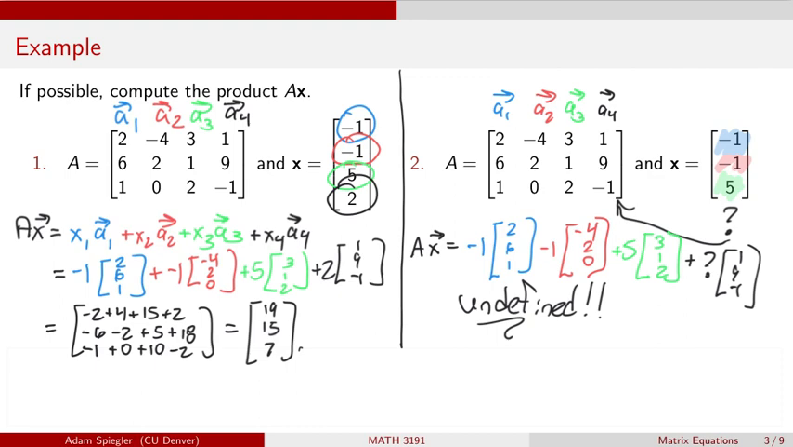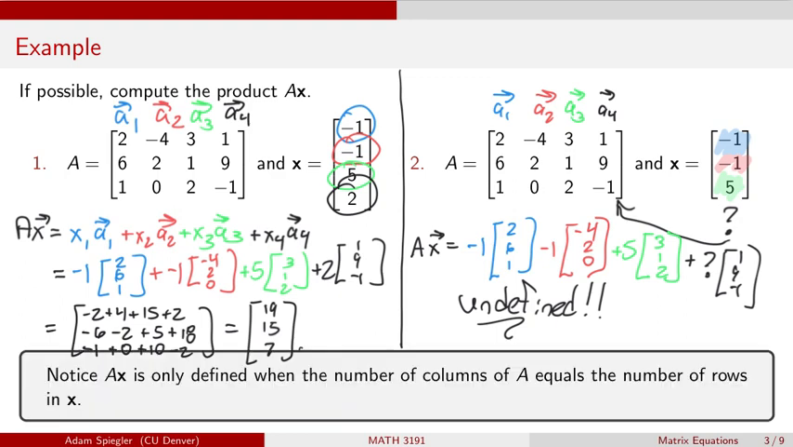And the reason why this was undefined is we don't have the same number of entries in vector X as we have columns in A. So A was 3 by 4, 3 rows, 4 columns. X is in R3. And when the number of entries in X is not equal to the number of columns in A, then we cannot perform this product, and this product is undefined. So let's generalize this. What we can see is that this product, matrix A times vector X, is only defined when the number of columns of A equals the number of rows of X.